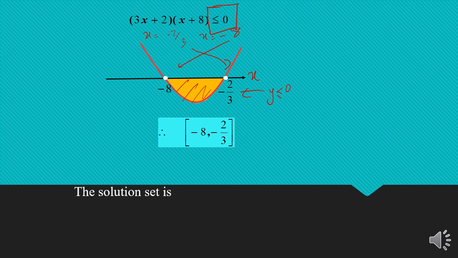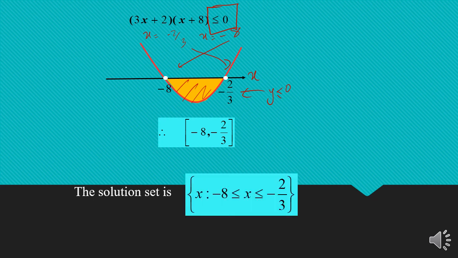So write down the answer in solution set. This is the solution set. So you can give either one if the question didn't ask which form they want as the answer.